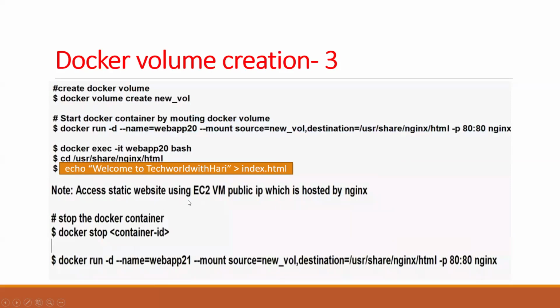Access the static website using the EC2 VM public IP, which is hosted by the Nginx. Stop the Docker container with Docker stop container ID, and Docker run -d --name webapp21 with mount source, destination, and port number 8080 for the Nginx server.